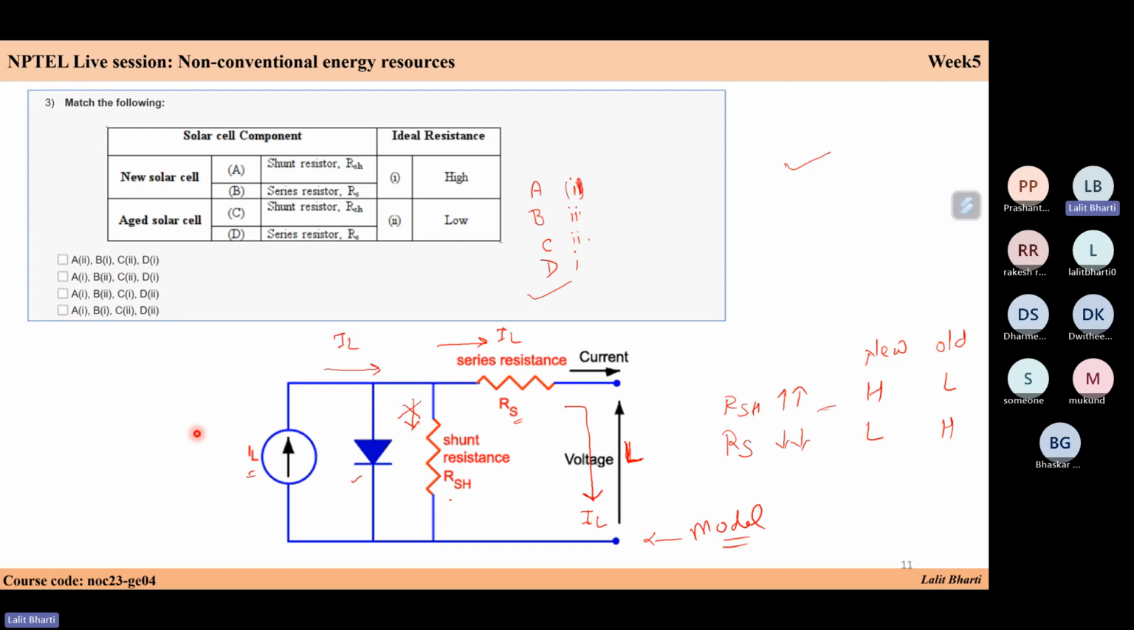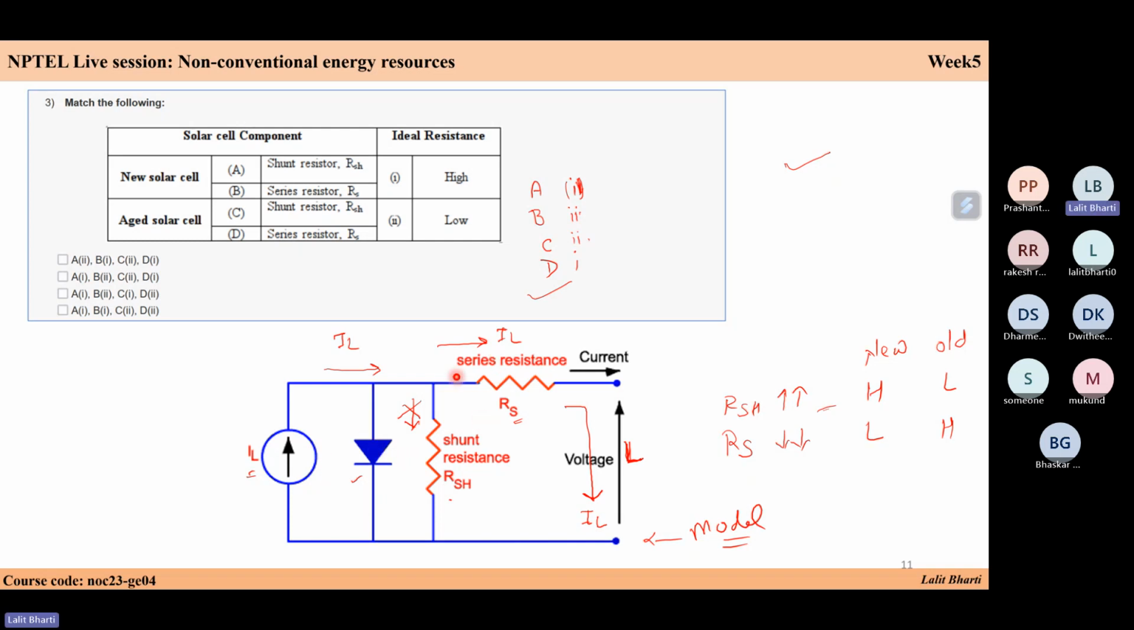It says the solar cell components and ideal resistance of that. So we have a new solar cell. We basically have two types of resistors: one is the shunt resistor and the second is the series resistor. This is the electrical model of a solar cell. This is your PN junction, and this is the direction of current flowing. This PN junction is representing your solar cell.